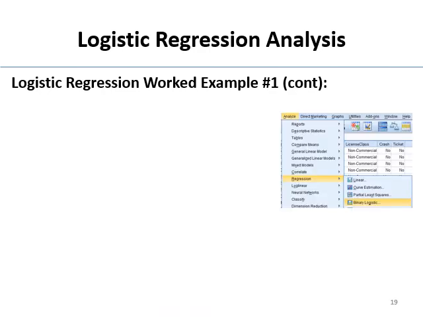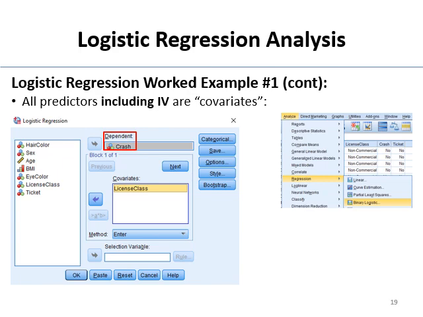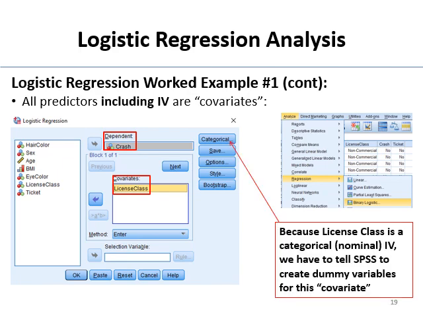So let's actually do the logistic regression. It's under Analyze, Regression, Binary Logistic. I've put crash in my dependent variable box. I put license class in my covariates box. So everything here is a covariate, whether it's an IV or a covariate. It's just they cannot seem to keep the same nomenclature. So anyway, now you know. So dependent, I put crash. All predictors here, including the IV, are called covariates. And so license class is our only predictor.